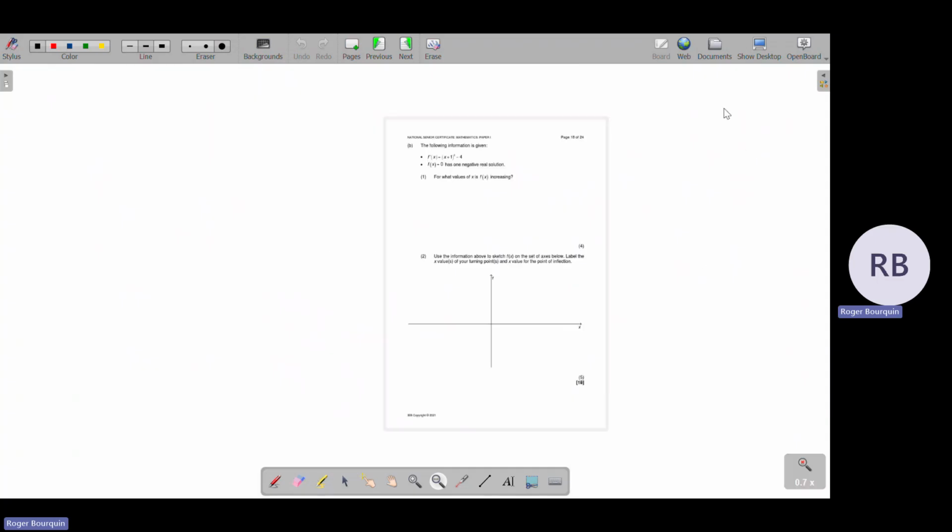For what values of x is f of x increasing? When the derivative is positive.